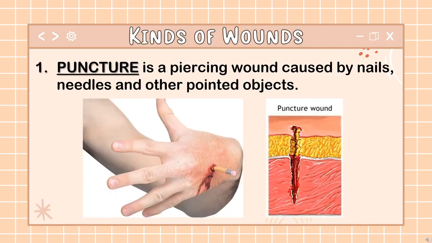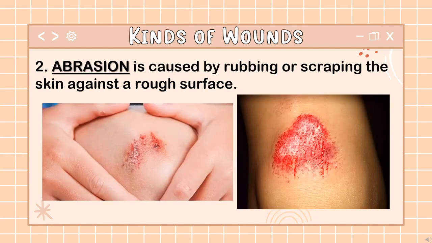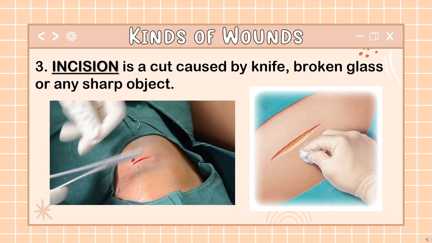The first kind of wound is puncture. Puncture is a piercing wound caused by nails, needles, and other pointed objects. Next is abrasion. Abrasion is caused by rubbing or scraping the skin against a rough surface. Third is incision. Incision is a cut caused by knife, broken glass, or any sharp object.